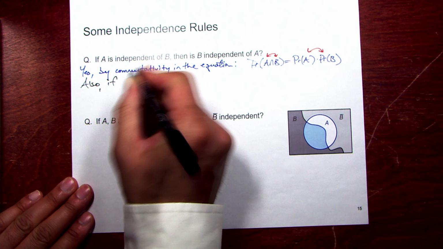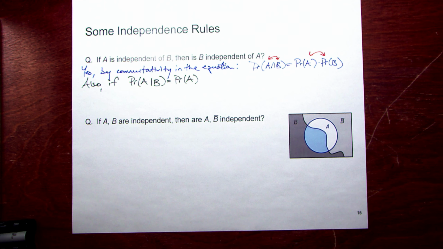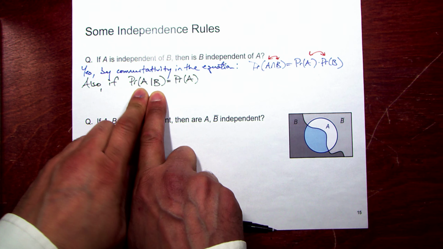If you know the probability of A given B is the probability of A, and you're asked to prove the opposite, you want to show that B is independent of A. You would show that the probability of B given A is equal to the probability of B. You would use Bayes' theorem, right? Because if you know the probability of A given B, you want to flip those things. That's how you would go about it.